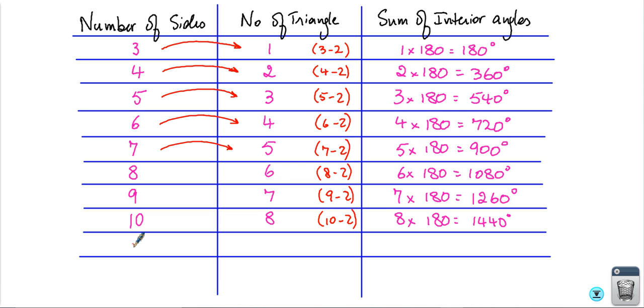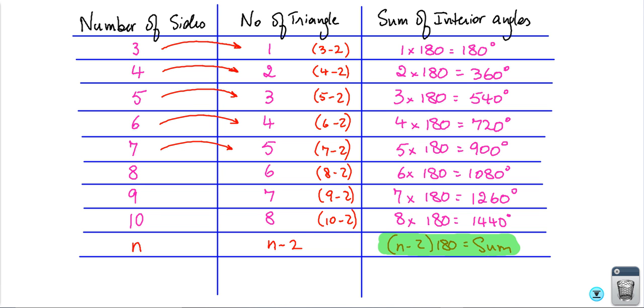So if I have n sides, how many triangles will that have? That will have n minus 2 triangles. So what will be the sum of interior angles? It will be the number of triangles times 180. And in fact, to find the sum of the interior angles of any polygon, all we need to do now is to remember that formula, where the sum of the interior angles is simply n minus 2 times 180.